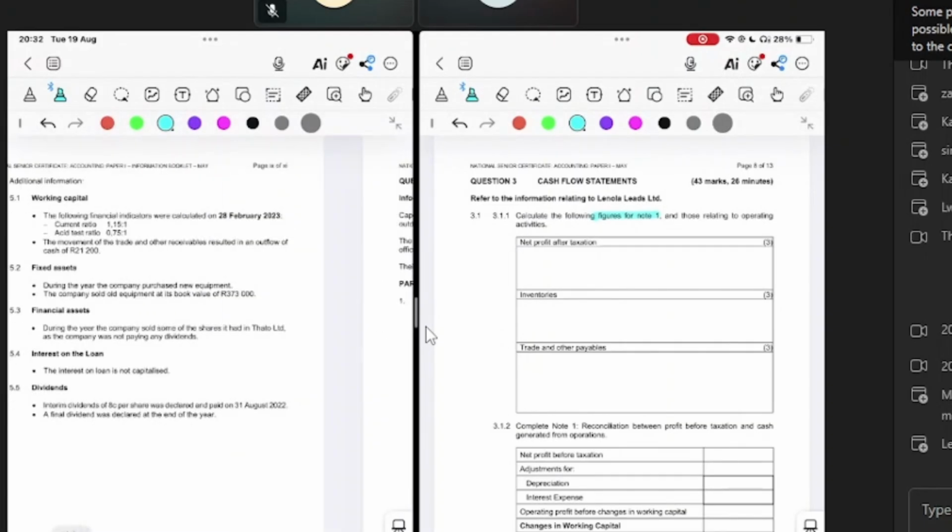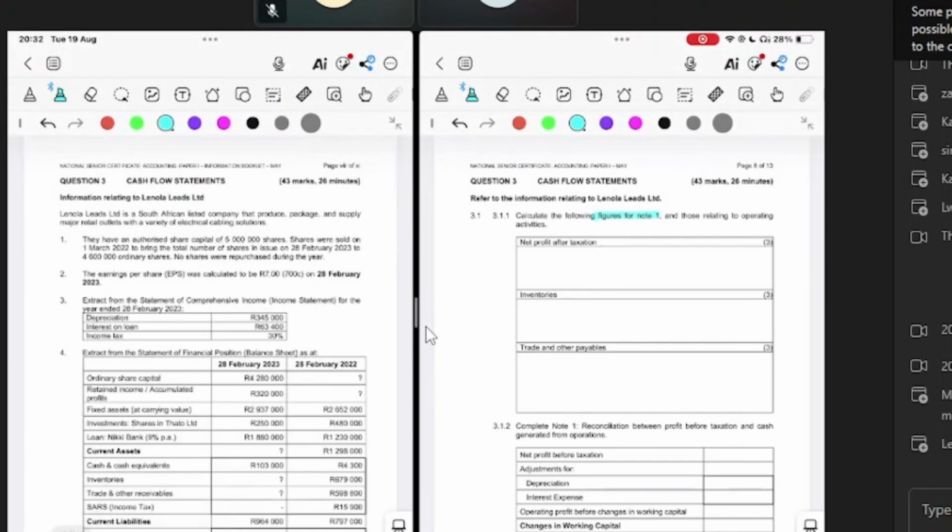They've given us the following information relating to Lenola Leeds Limited. Lenola Leeds Limited is a South African listed company that produces, packages, and supplies major retail outlets with a variety of electric cable solutions. They have an authorized share capital of 5 million shares. Okay, so that's share related information. We'll come back to it. Earnings per share, we'll also come back to that.